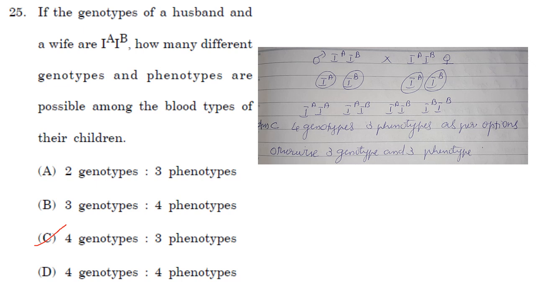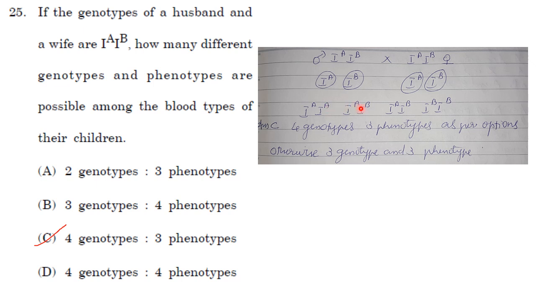So this is the IA IB, the male and female. These are the gametes that are produced and these are the offsprings you get. You get 4 genotypes, 3 phenotypes as per the options. Otherwise it is only 3 genotypes, that is A, B and B. Those are 3 phenotypes and 3 genotypes.